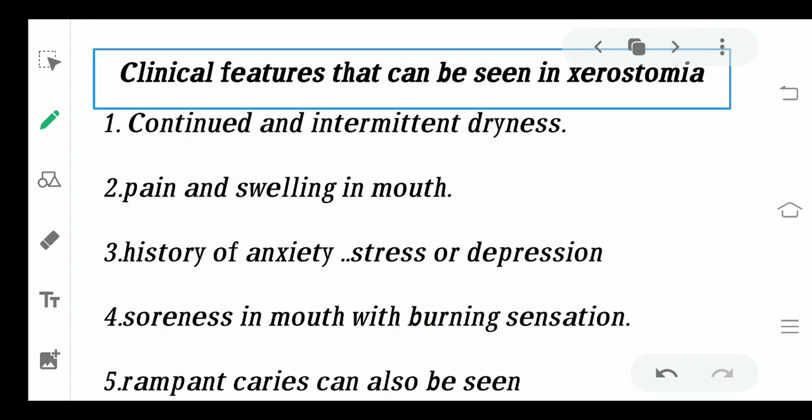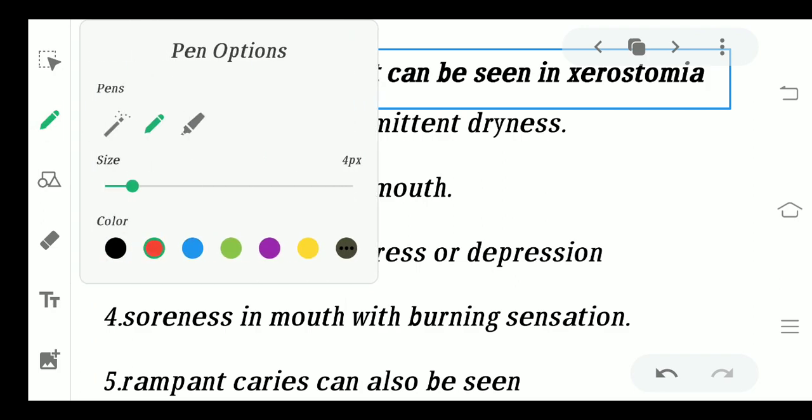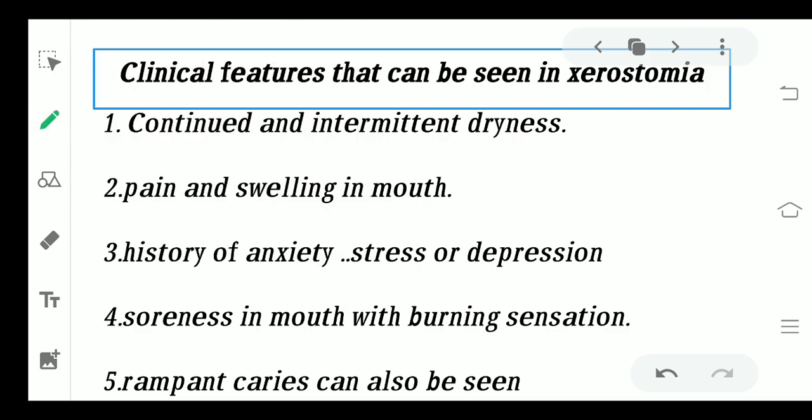Another thing which we come to is the clinical features. These are basically the features which will help you to diagnose a patient with xerostomia. The first thing you will see is that the patient is having dryness which has continued for a really long period of time. The patient can complain of excessive dryness of his mouth from a very long time. There will be pain and swelling in the mouth. Of course, the patient is going to have a history of anxiety, stress and depression in the majority of cases. There will be soreness in the mouth with a burning sensation, which will make it very difficult for the patient to swallow anything or eat anything.